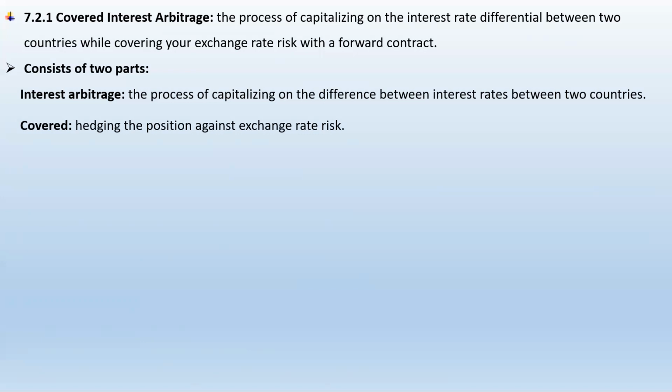This covered interest arbitrage consists of two parts. The first part is interest arbitrage: we see another market has a higher interest rate, and we convert our own currency into that country's currency and deposit the cash into the bank to capitalize on the higher interest rate. Because we know when the deposit matures, we have to convert the foreign currency into domestic currency, we expose ourselves to foreign exchange rate risk. We try to hedge the risk, so we sign a forward contract.